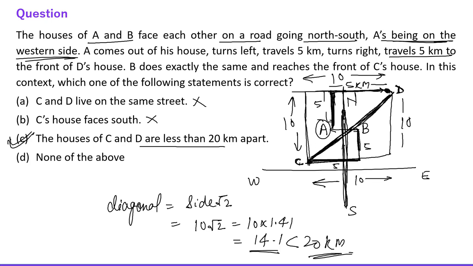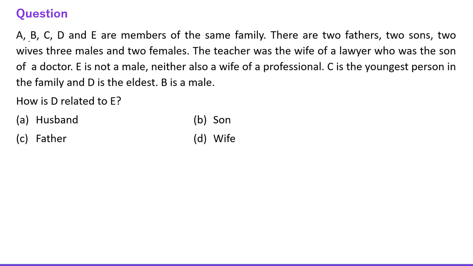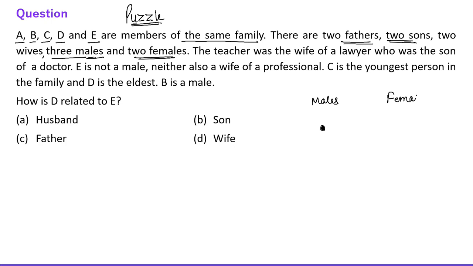Let's come to another question. A, B, C, D, and E are members of the same family. This question belongs to puzzles. There are two fathers, two sons and two wives, three males and two females. C is the youngest person in the family and D is the eldest person.